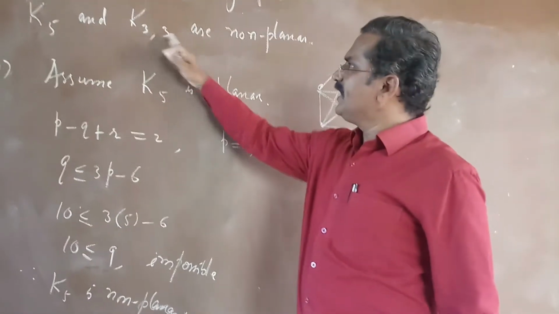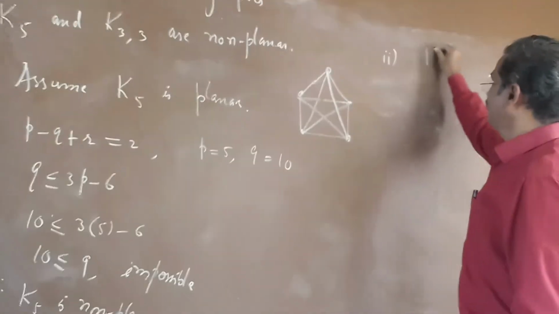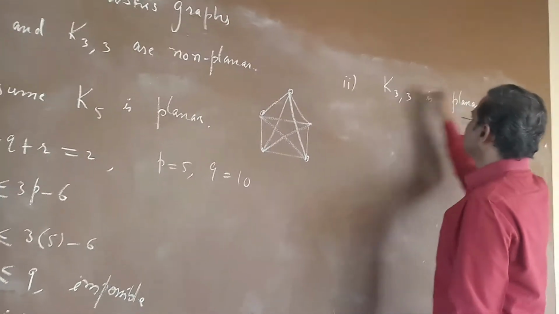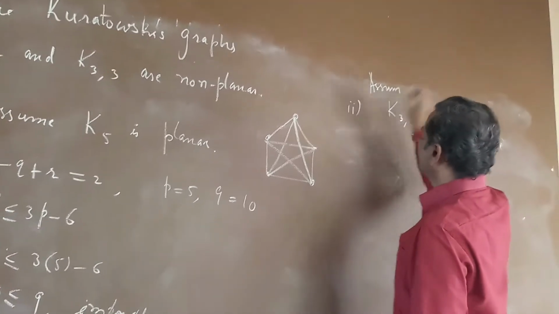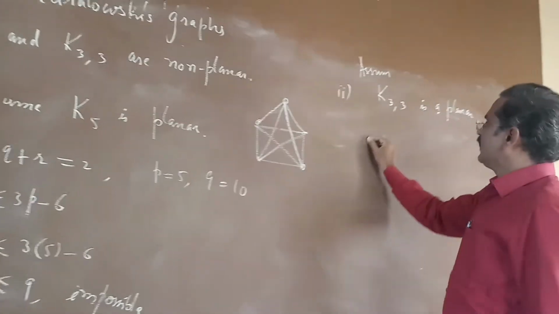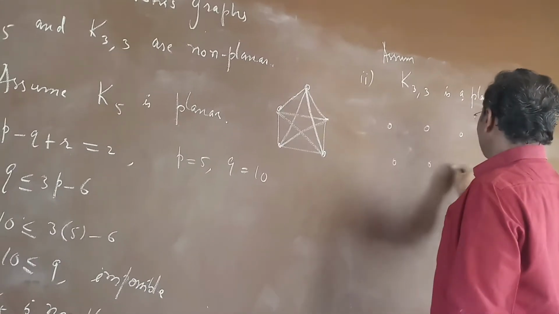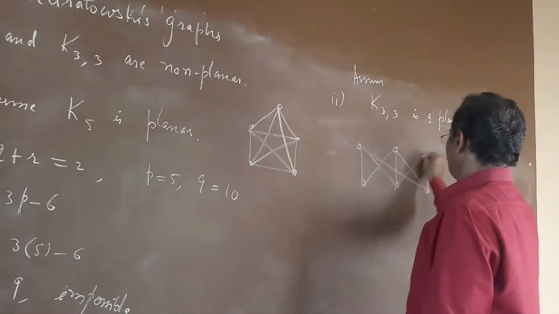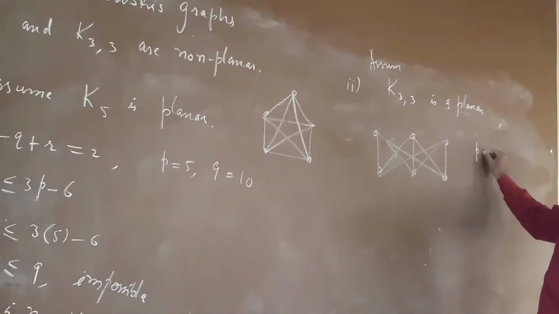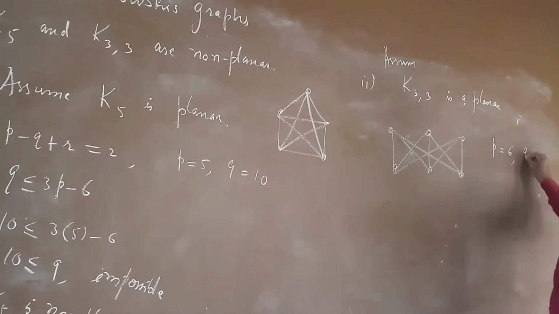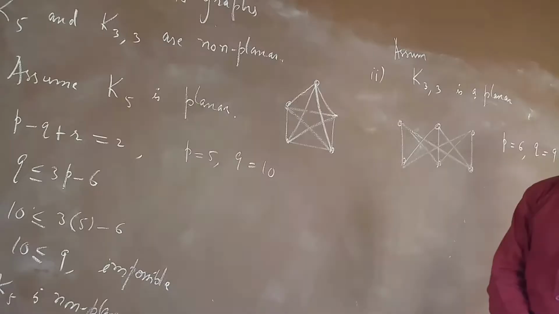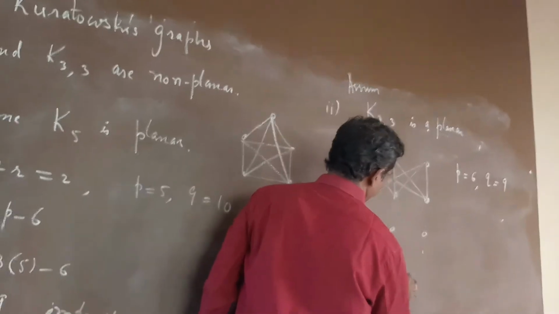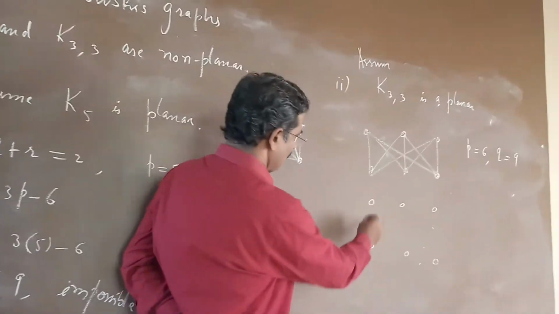Again, we consider K33 is a planar graph. K33 is a planar graph. This is our assumption. Again, we know the graph K33 contains how many vertices and edges. So this graph contains 6 vertices and 9 edges. If you observe this graph, if we try to embed this on the plane, what happens?